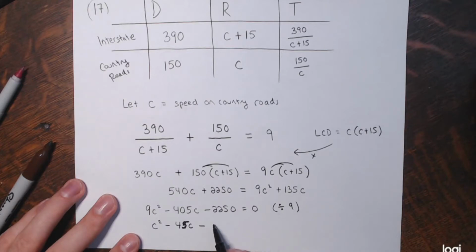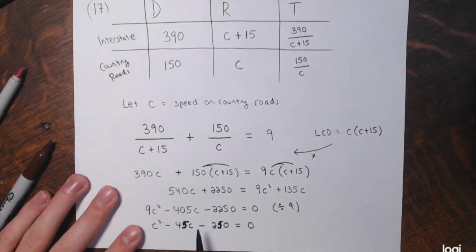9 goes into 2250 250 times. Because 9 times 25 would be 225, with a 0. So 250. Alright, sorry about that. So I have c squared minus 45c minus 250 equals 0.